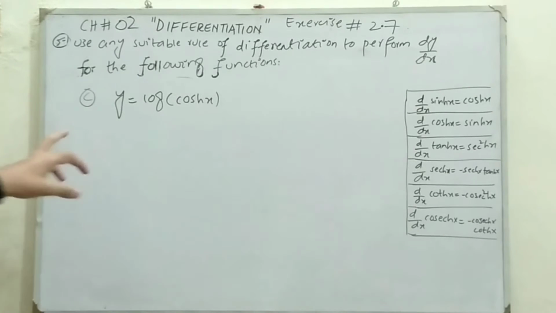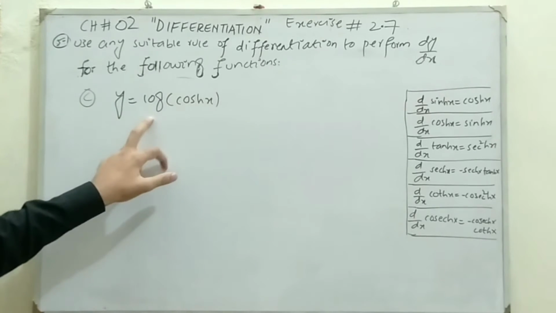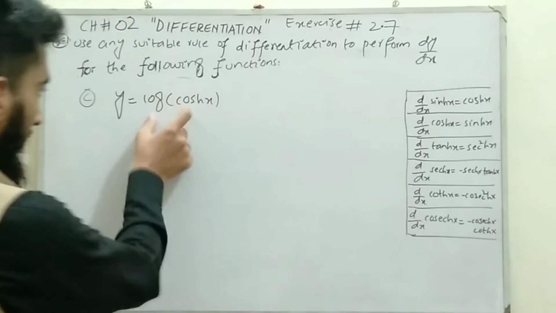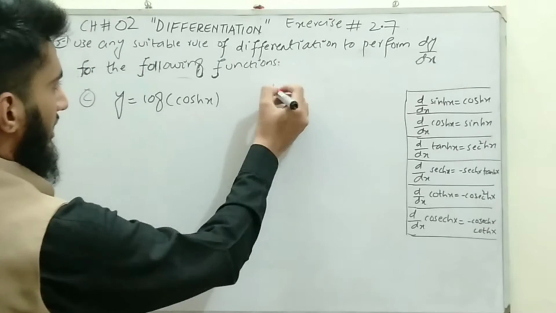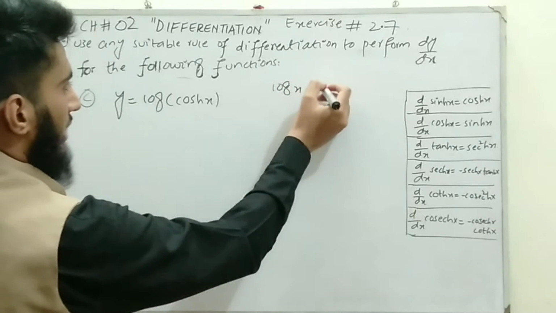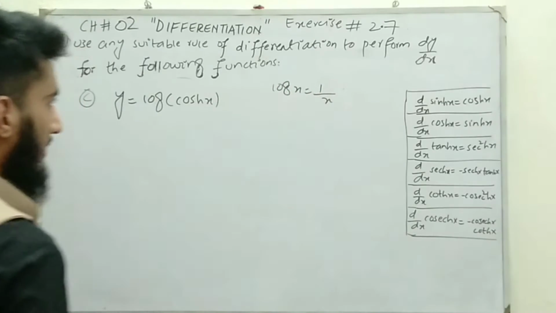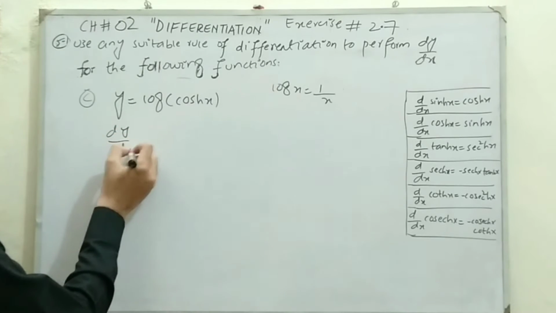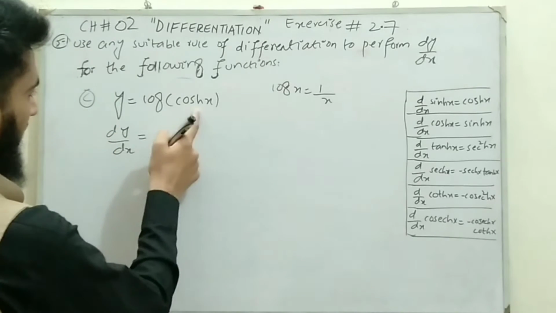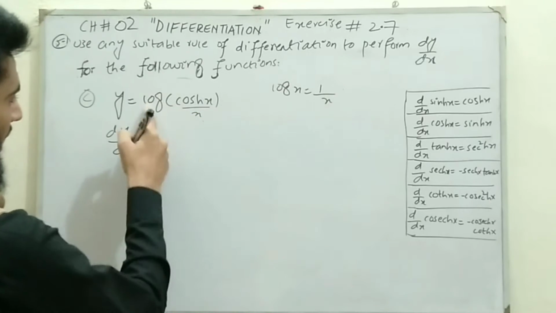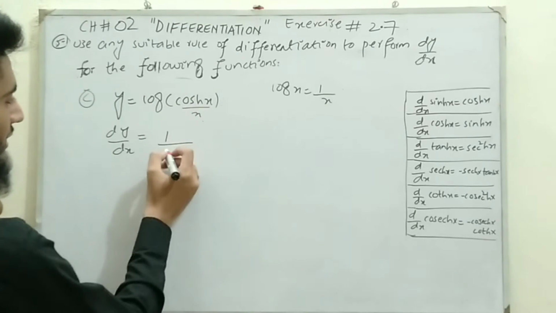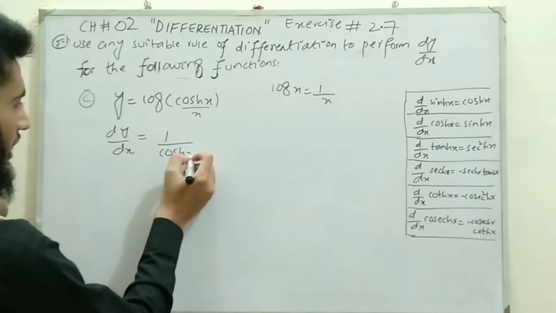Now move to the third part, part C. It says y is equal to log of cosh x. Find the derivative of this function. Remember that the derivative of log x is always equal to 1 over x. We already learned this in the previous derivative questions. Let's suppose this is x. The derivative of log x is 1 over x. Our x is cosh x, so it becomes 1 over cosh x.